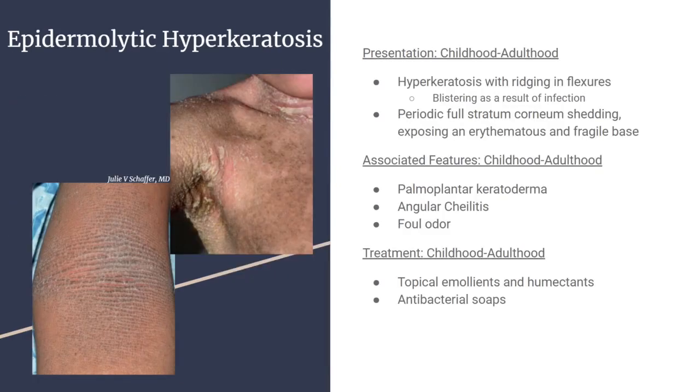Now, as we get out of infancy and into adulthood or childhood, you'll see that you have hyperkeratosis with ridging in the flexure spaces. And then in between those hyperkeratotic ridges, you'll have areas of erythema and fresh skin, fragile base, which is pictured here on your left. You can also see a palmar plantar keratoderma, angular cheilitis, and occasionally some foul odor can be experienced with these children. Again, treatment, antibacterial soaps is pretty key here, as well as just topical emollients and humectants to help soften that scale.